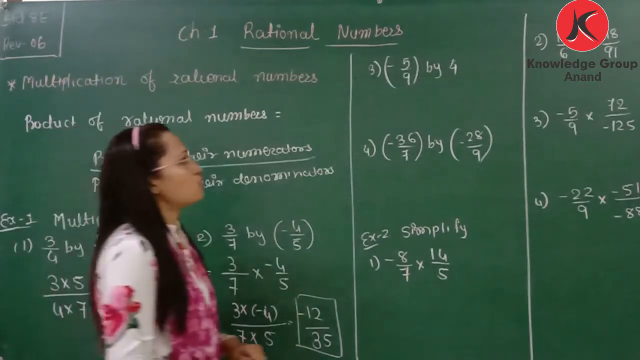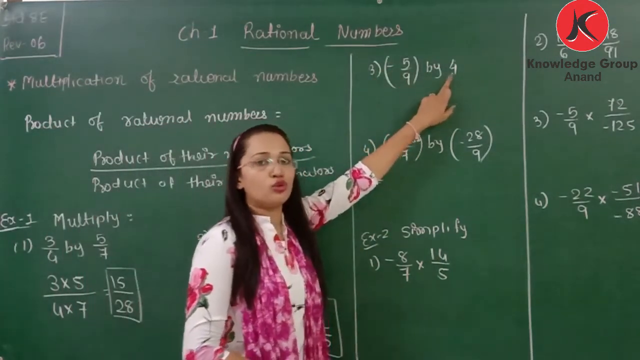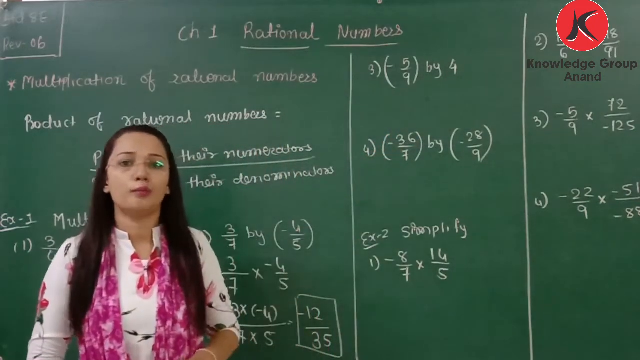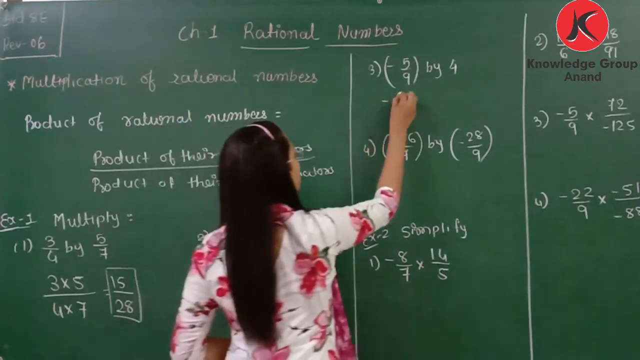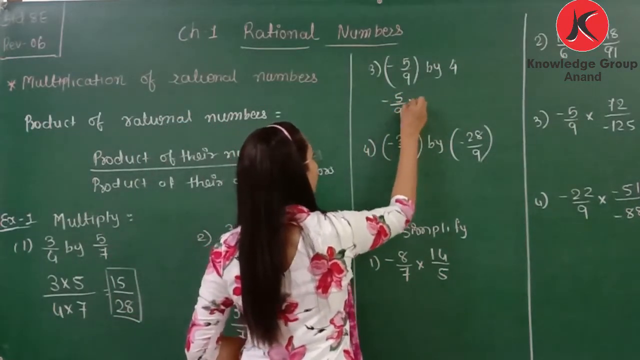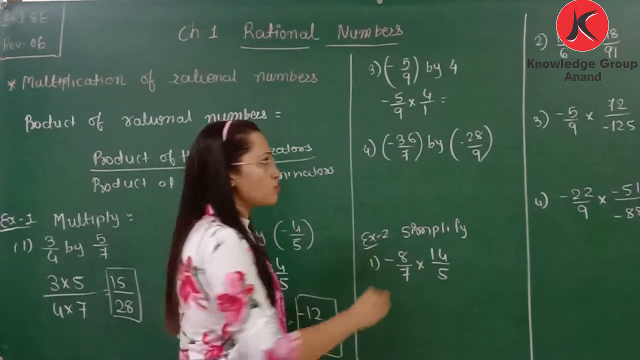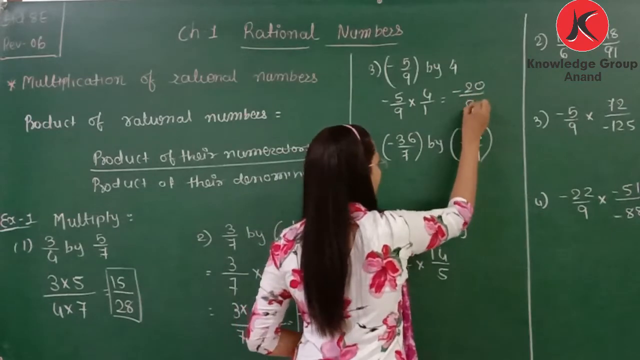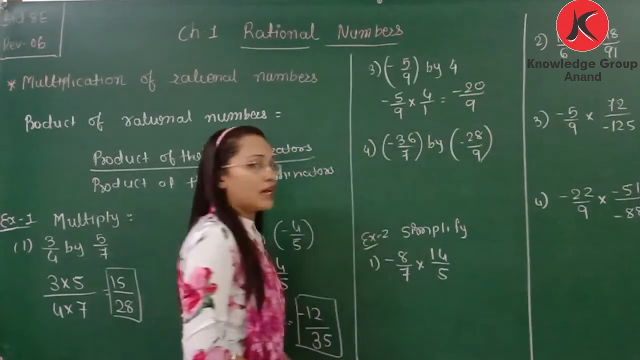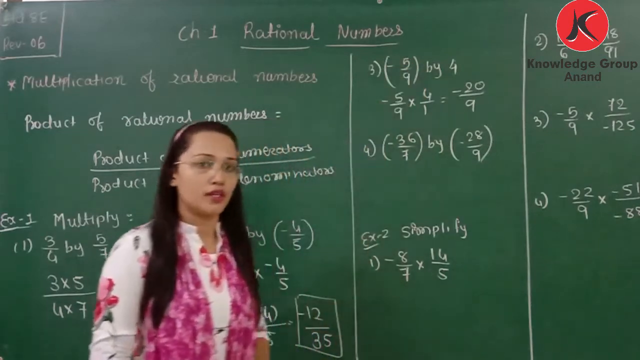Now let's take the next one. Minus 5 by 9 multiplied by 4. As I already told you, whenever there is a whole number, there is a denominator 1. So here you can consider minus 5 by 9 multiply 4 by 1. Now multiply numerator with numerator, so 5 fours are 20, minus 20 because of one negative sign, divided by 9 ones are 9. Clear? Whenever a whole number is given, multiply it with the numerator.